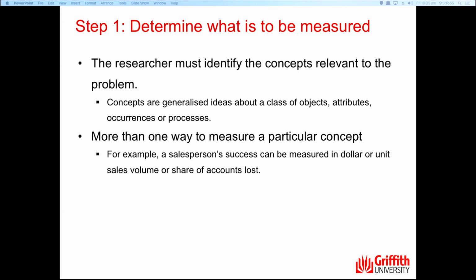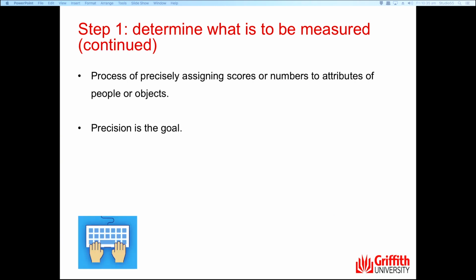And again, there is more than one way to measure a particular concept. For example, salesperson success can be measured in dollar or unit sales volume, or share of accounts lost. But again, step number one, before we do anything else, we have to look at what is to be measured. And again, measurement is a process of precisely assigning scores or numbers to the attributes of people or objects.